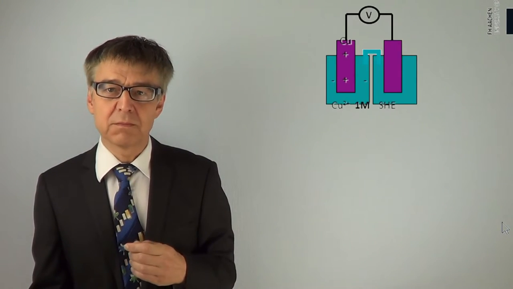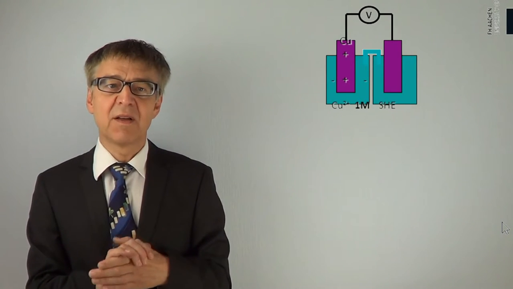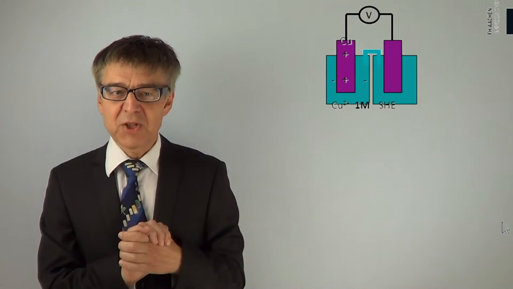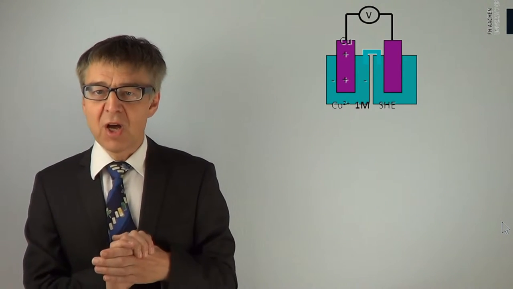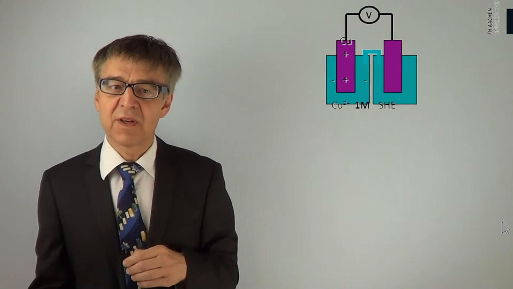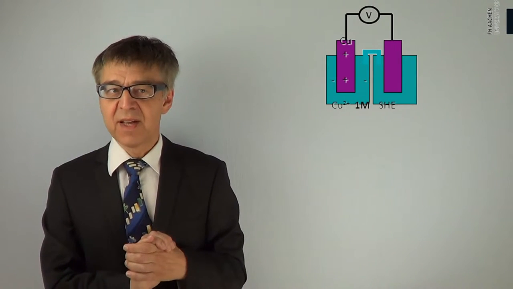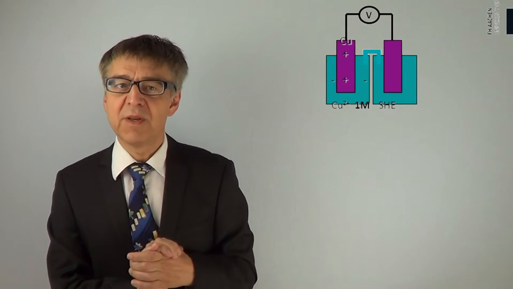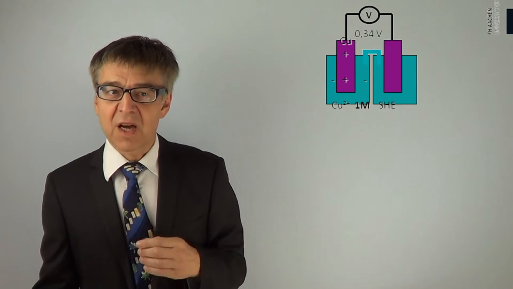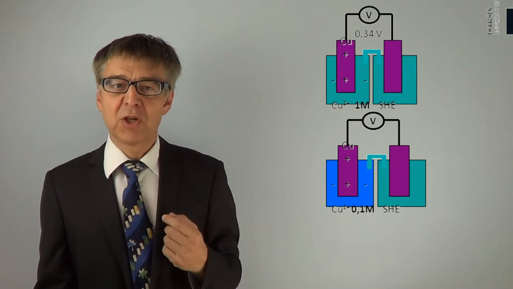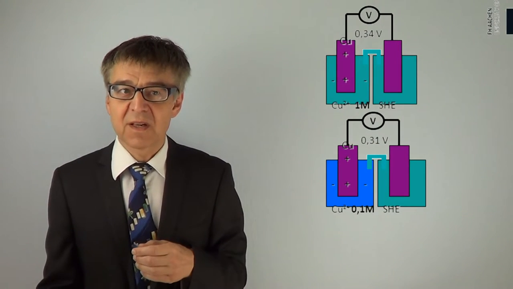The redox potential of an electrode depends on the reagents that are involved in the transfer reaction. Copper is more noble than zinc, thus has a more positive redox potential. Furthermore, redox potential does depend on the concentration of all reagents involved in the transfer reaction. A copper electrode with a 1 molar electrolyte has a redox potential of 0.34 volts. A copper electrode with 0.1 molar electrolyte has only a redox potential of 0.31 volts.